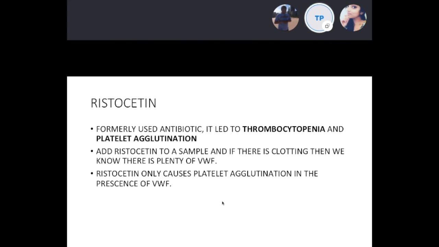And if clotting does occur, then that would indicate there's plenty of von Willebrand's factor. And actually, Ristocetin only causes platelet agglutination in the presence of von Willebrand's factor. So it would be a great diagnostic test to use for those reasons.